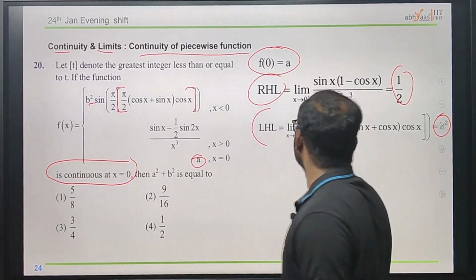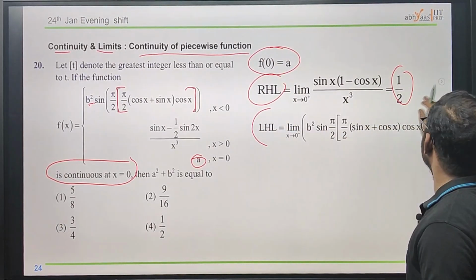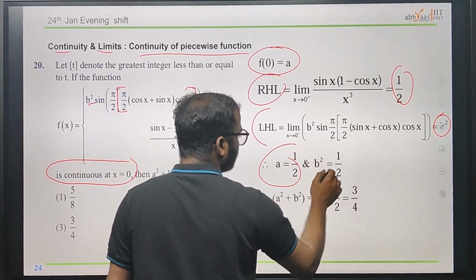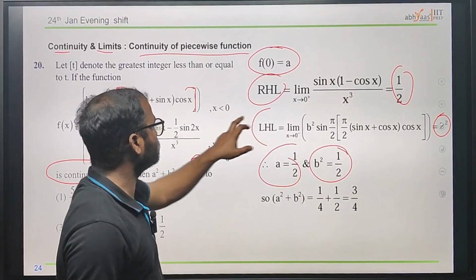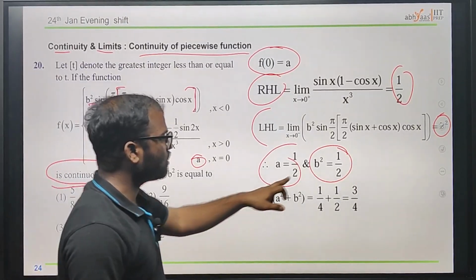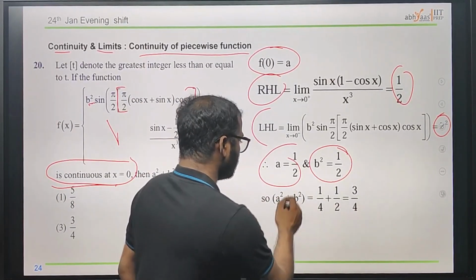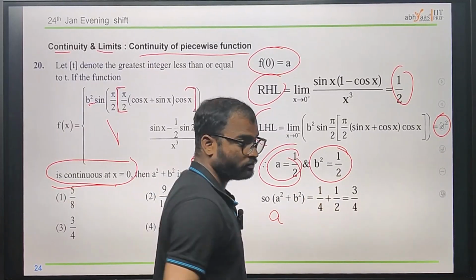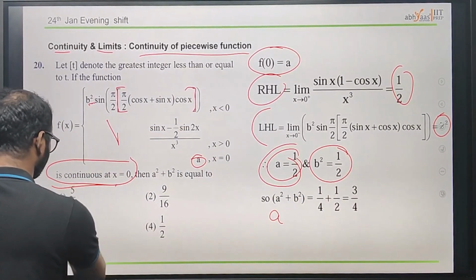Now we know we need to equate all these things. A is equal to 1/2, and b square will also be, both have to be equal in order to be continuous. Therefore b square is also 1/8. Therefore we know a square is 1/4 and b square is 1/2. Adding those two we got 3/4 as the answer.